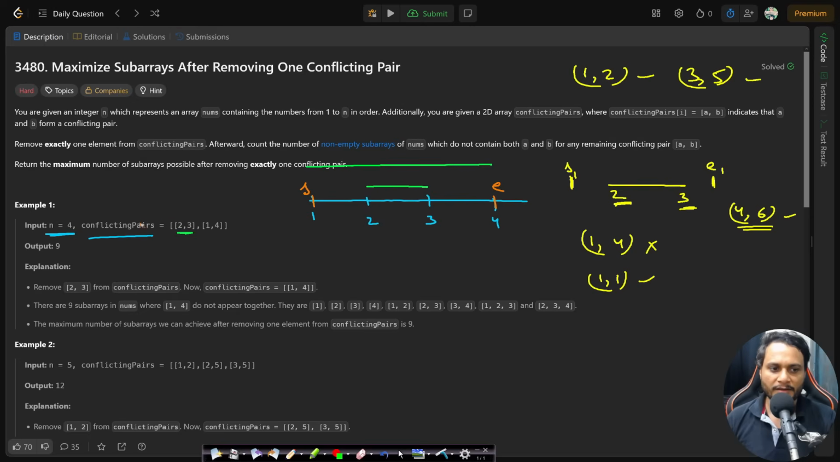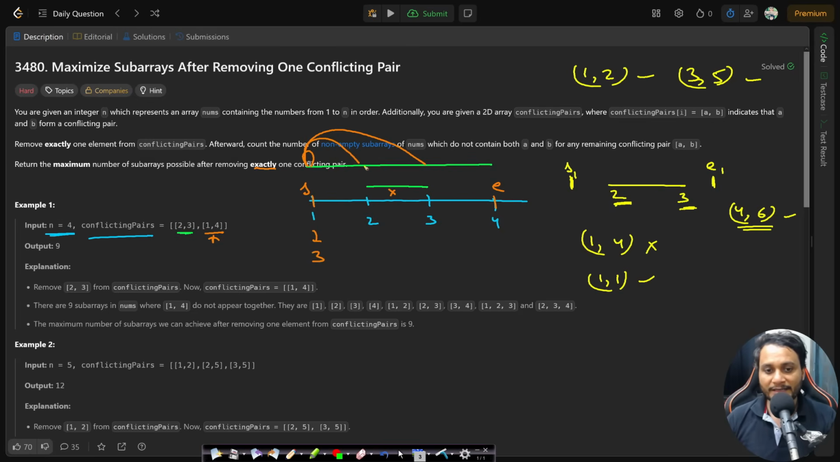So in this case, the problem is asking about exactly removing one of the conflicting pairs. Let's remove the conflicting pair 2 and 3. If you remove 2 and 3, then how many valid subarrays can you make? You can make 1, 1 as valid because the leftover pair is 1, 4. So if your interval exactly contains both 1 and 4, then only it becomes invalid. So 1, 1 is valid, 1, 2 is valid, 1, 3 is valid, but 1, 4 will be invalid, right? So the count of subarrays starting with 1 is 3.